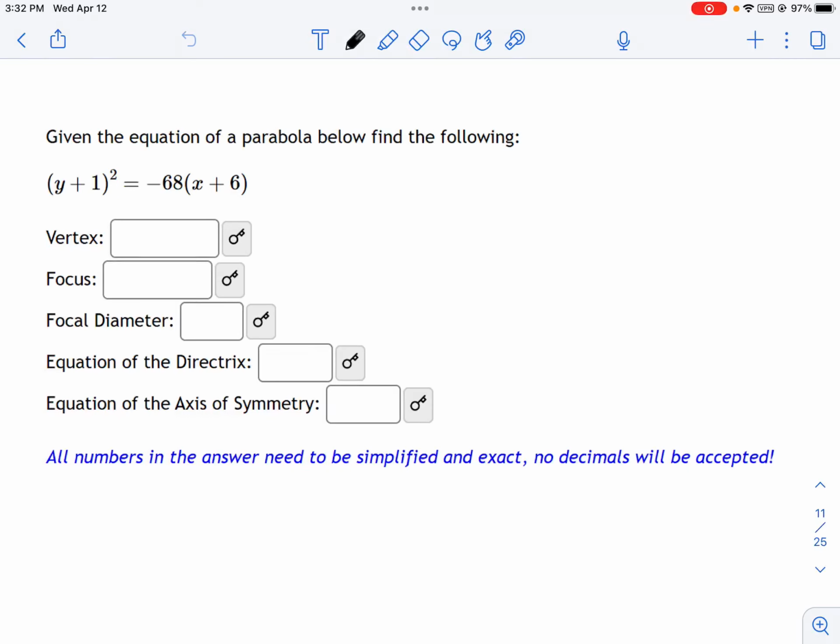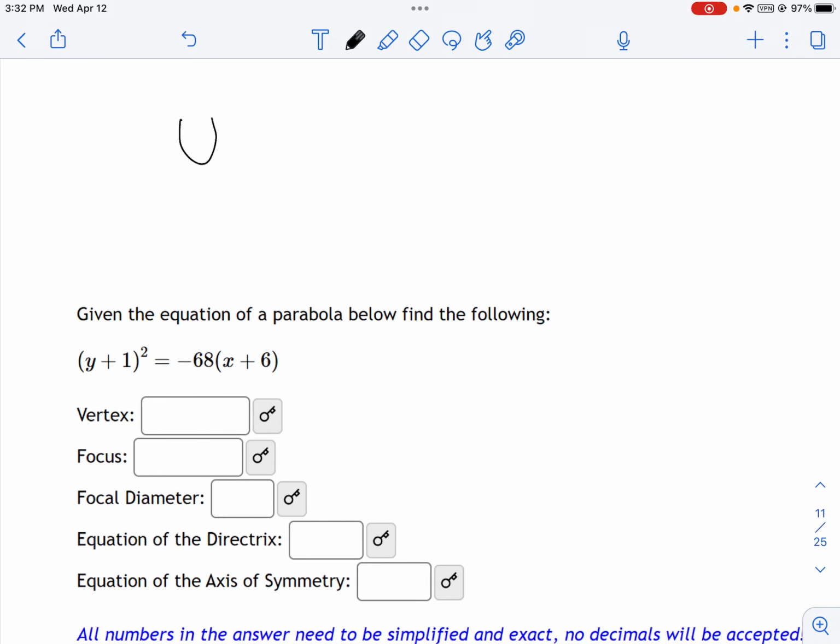Hello and welcome. So it says, given the equation of a parabola below, find the following. So first thing we gotta find, before we do any of this stuff, is which direction your parabola is going, right? You have four options. It's either going up, down, left, or right. One of the four. Now, how you find out which one is which is you gotta look at your equation.